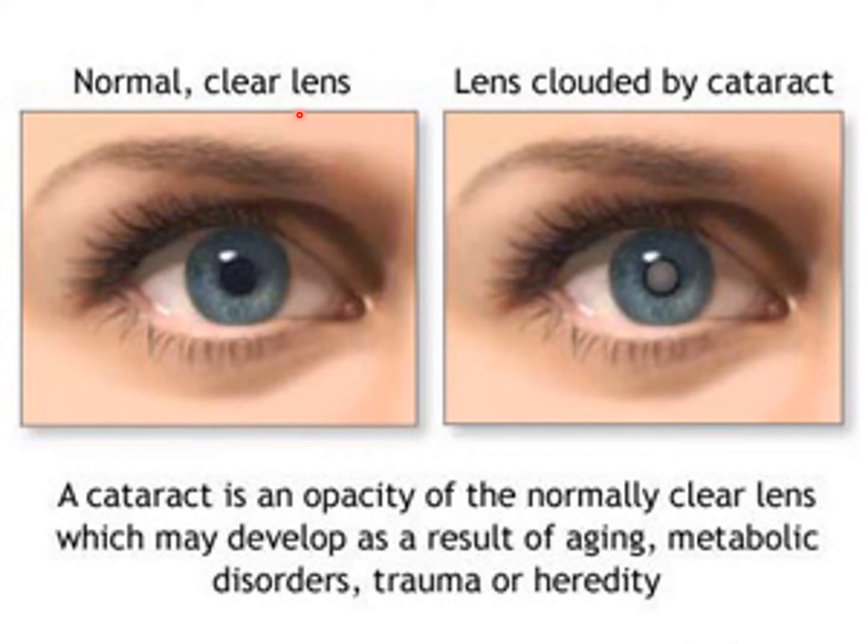So normal clear lens. So now we're talking about the lens, right? That's what we're concerned about. And then this is a lens clouded by a cataract, right? So cataract is an opacity of the normally clear lens, which may develop as a result of aging, metabolic disorders, trauma, or it's hereditary.